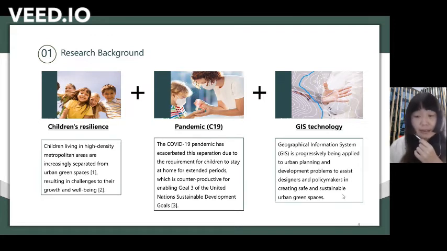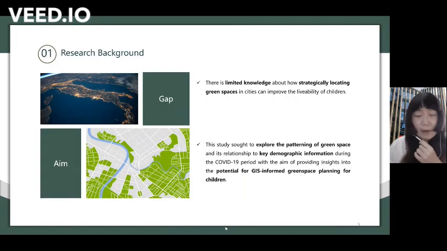GIS is progressively being applied to urban planning and development problems to assist designers and policymakers in creating safe and sustainable urban green spaces. However, there is limited knowledge about how strategically locating green spaces in cities can improve the livability of children.